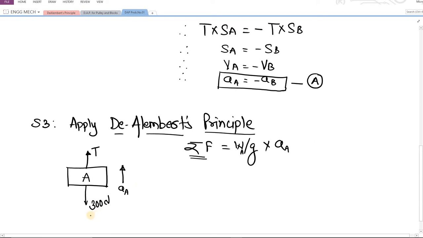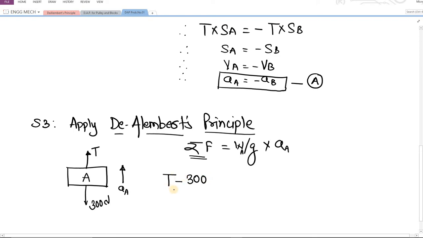And what is this 300 Newton force doing? It is going against the direction of motion. That's why we will have to consider it in summation, but with a negative sign. T is taken positive in summation F because it is going in the direction of motion of block A. 300 is taken negative because it is against the direction of motion.